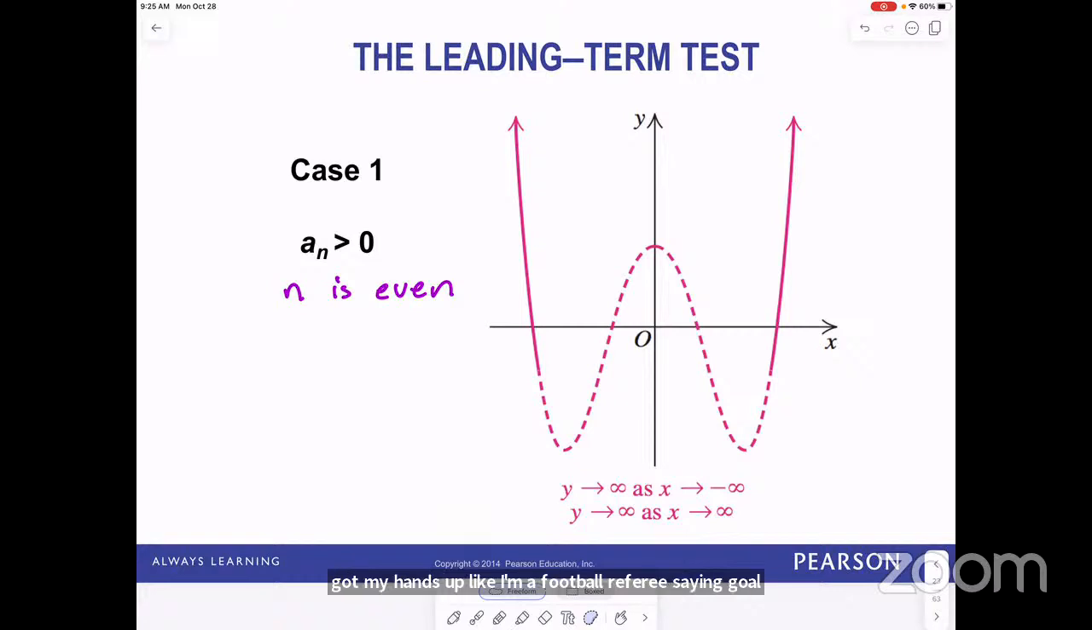But again, a positive leading coefficient goes up to the right. And because n is even, the other side does the exact same thing. So we're going to go up to the left. Okay, so that's the first case, similar to the power function. This doesn't tell us anything about the middle of the graph, but we have a sense of what happens as we go up to the right and as we go up to the left. Okay.